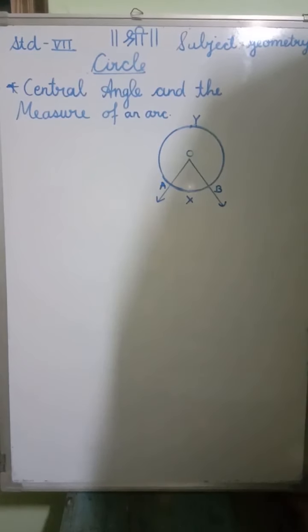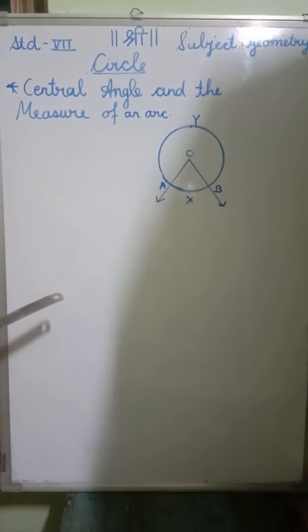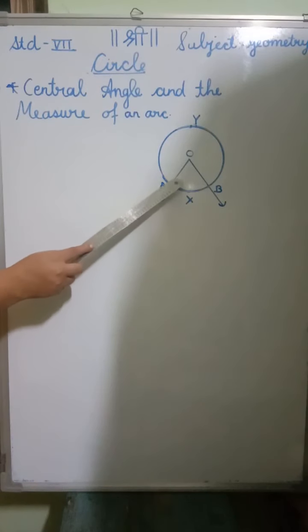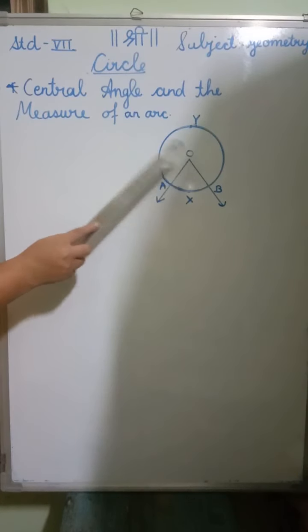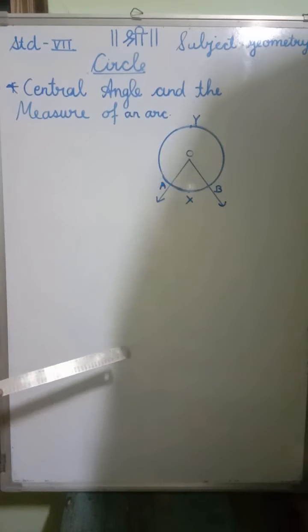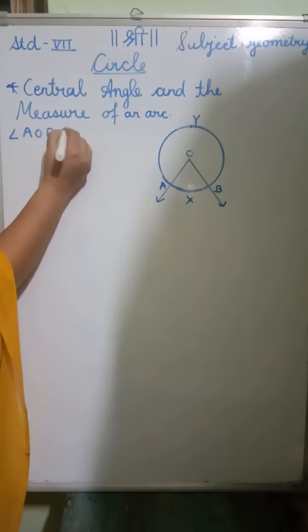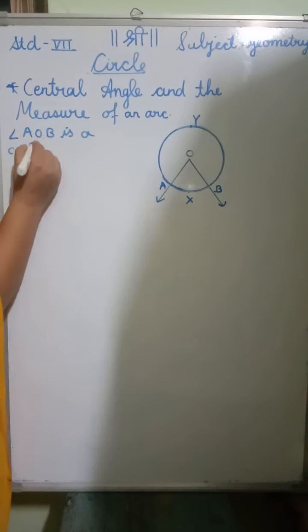So now let's begin with the new point, that is central angle and the measure of an arc. Children, just look at the figure. We have angle AOB. Can you tell me what the vertex of this angle is? Correct. The vertex of this angle is O. Also, vertex O is the center of the circle. Yes. Therefore, angle AOB is a central angle.